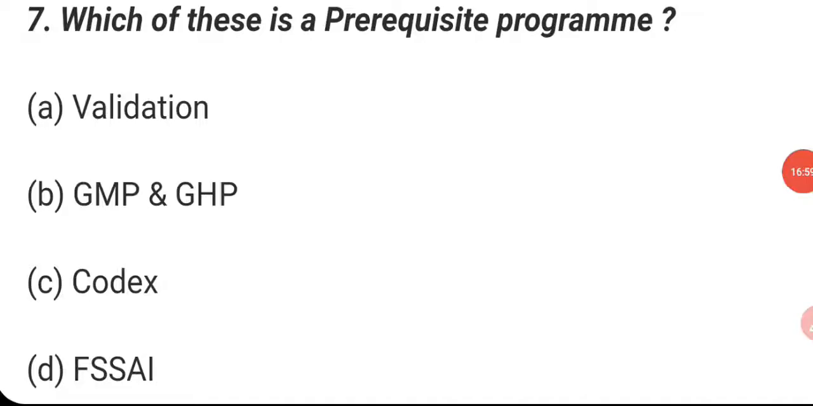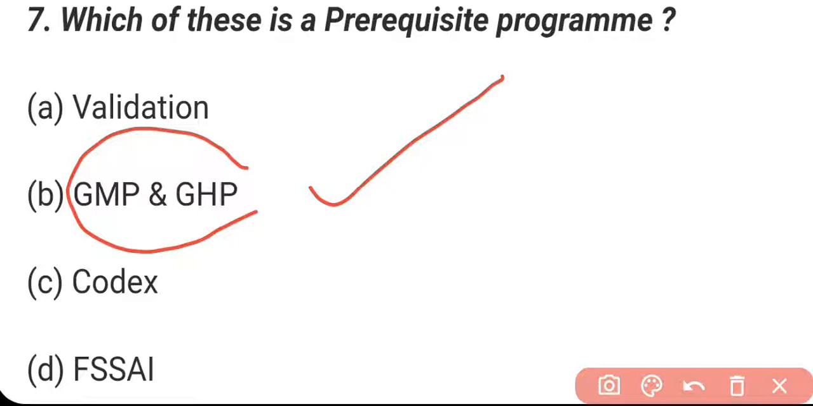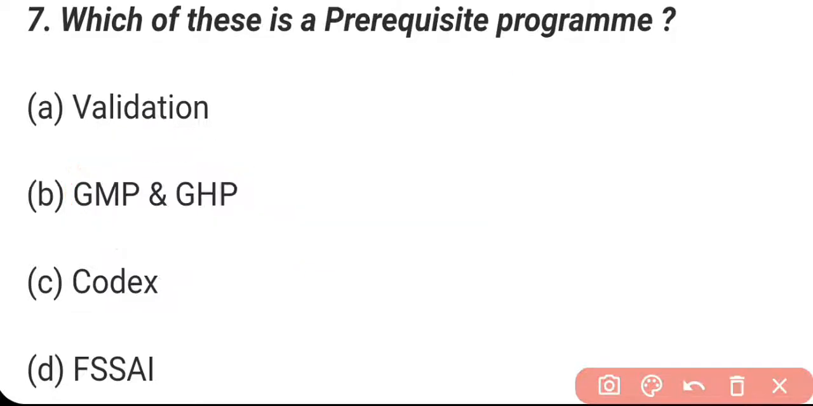Okay. Then the next question is, which of these is a prerequisite program, or PRP? See, validation is not a part of the prerequisite programs. GMP and GHP are prerequisite programs because these are the basic conditions in order to develop a food safety management system. So the prerequisite programs are GMP and GHP, good hygienic practices and good manufacturing practices.